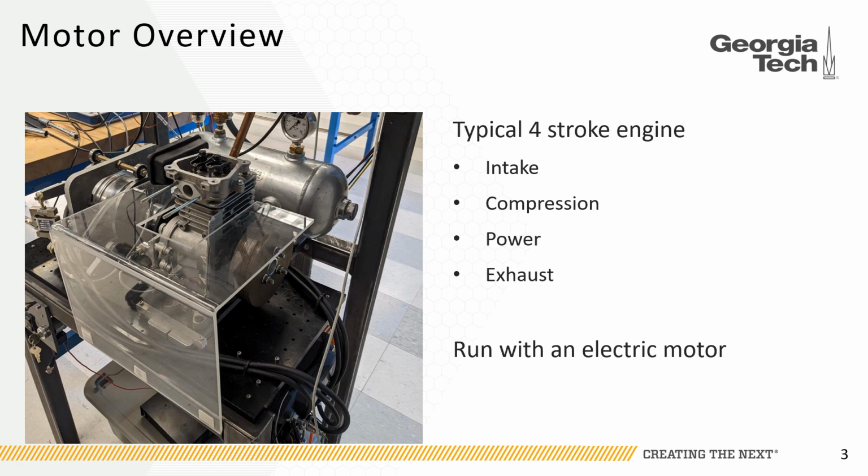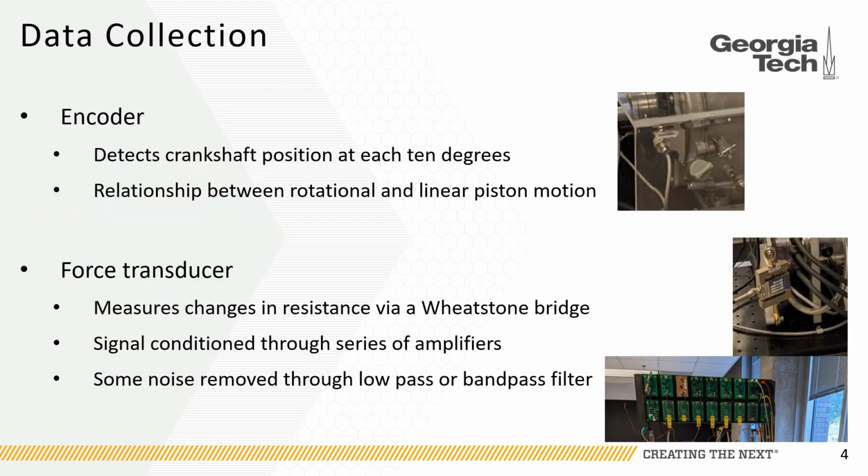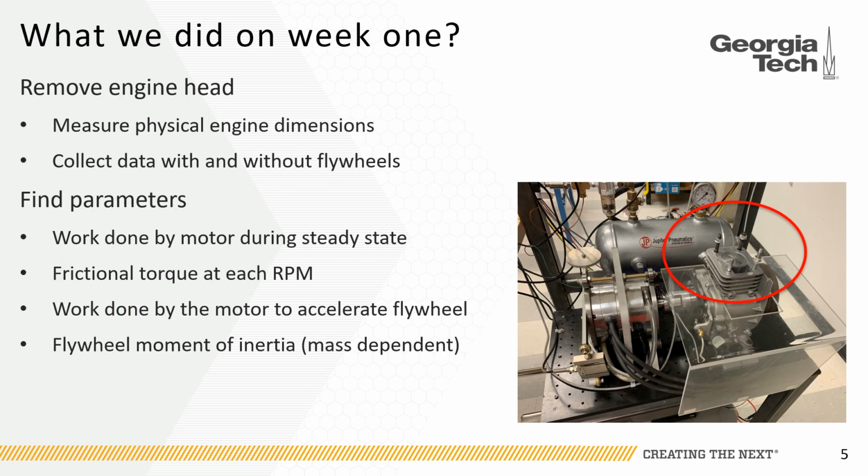This is the motor, and it's a 4-stroke engine with intake, compression, power, and exhaust, and it runs with an electrical motor. For the data collection, we're going to use an encoder that detects crankshaft position at each 10 degrees and the relationship between rotation and linear position motion. At the same time, we'll use a force transducer that measures change in resistance via a Wheatstone bridge, signal conditioner through a series of amplifiers, and some noise removed through low pass and band pass filters.